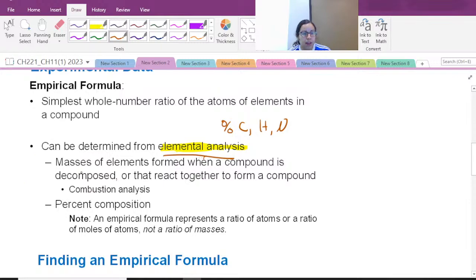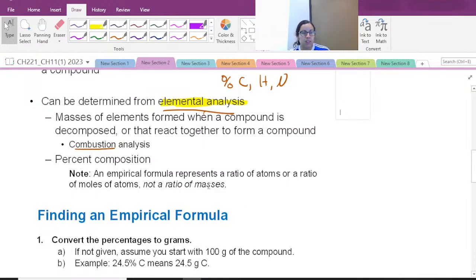All right. And so we'll do some math with this. This will be kind of the harder math that we do, this combustion analysis. From this, we'll get our percent composition, and we can only get our empirical formula. So this gives us a ratio, but it doesn't necessarily tell us the exact formula.